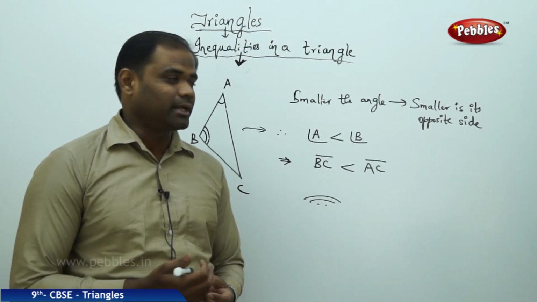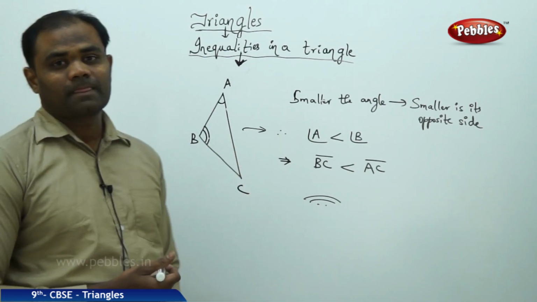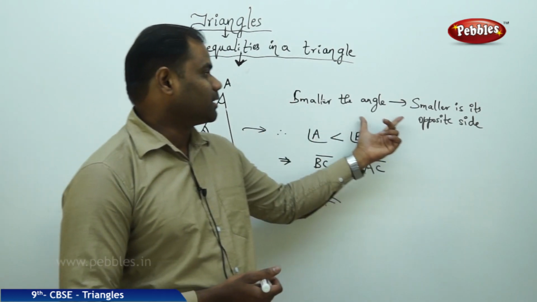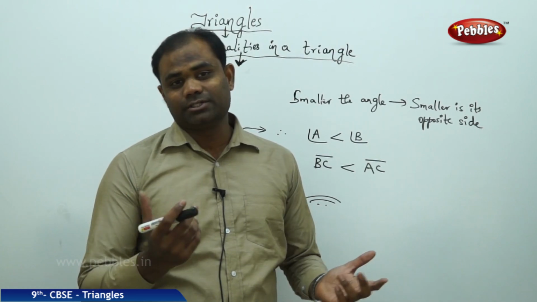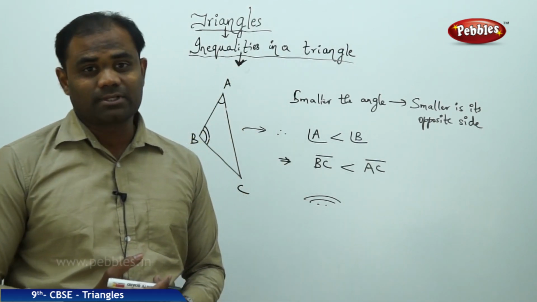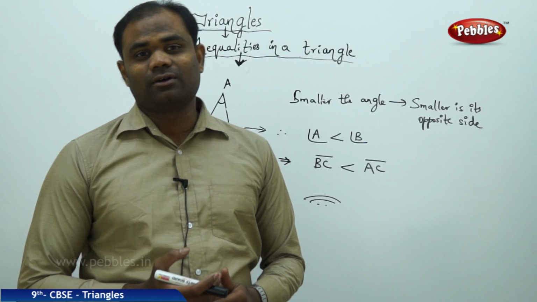This is how we connect the property. Smaller the angle, smaller is its opposite side. Larger the angle, larger is its opposite side. This is how we understand the concept connected.